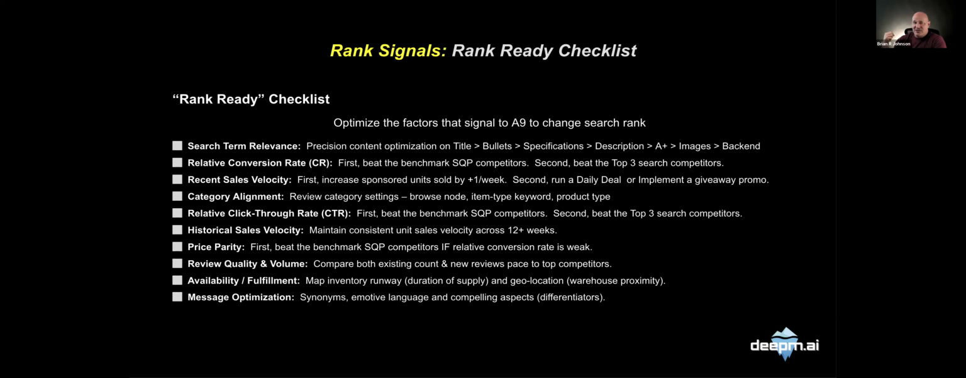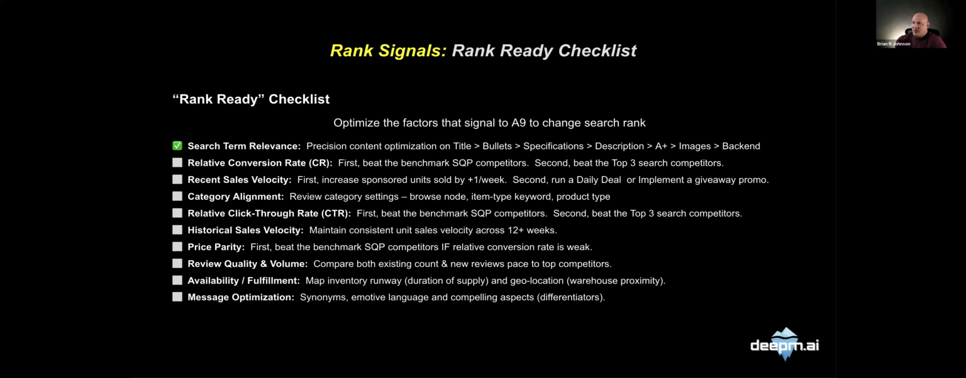If not, I've got an actually downloadable version for you, and we can certainly go into more Q&A. But let me walk through this here. When it comes to the first thing, search term relevance. This one actually is dependent on whether or not you qualified things like your relative conversion rate and your relative sales velocity. But search term relevance, not a big surprise, right?